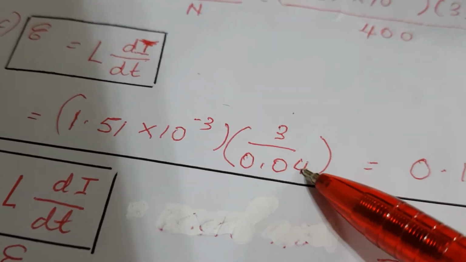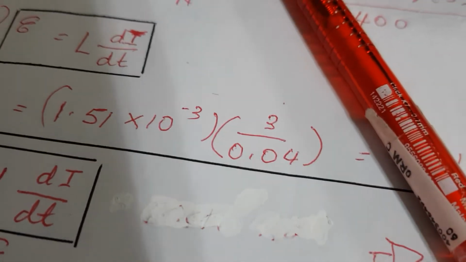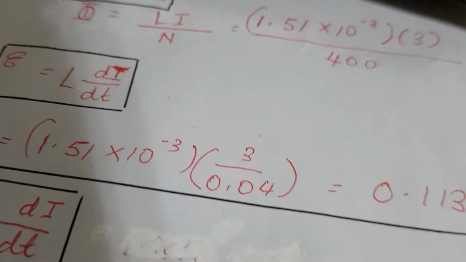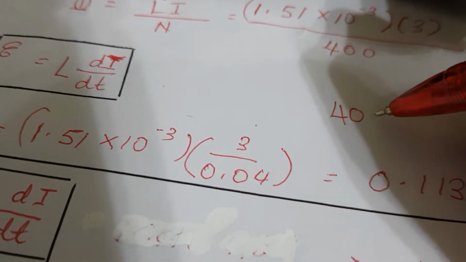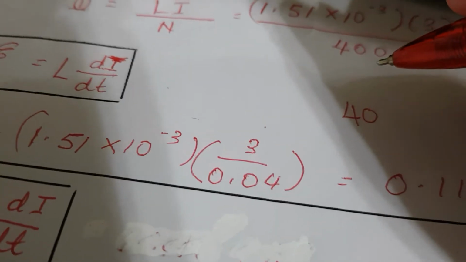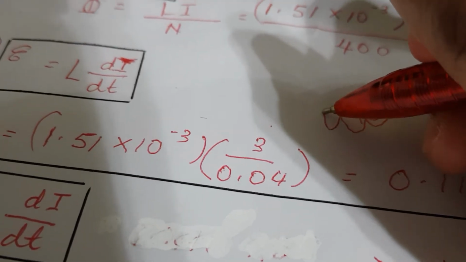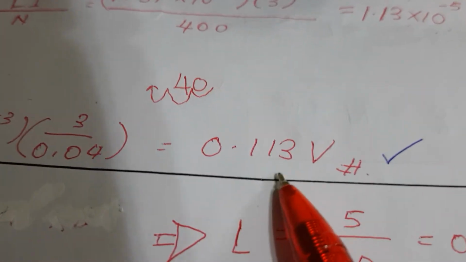And then divided by time. It says here in how many seconds? 40 milliseconds. Milli is times 10 to the power of negative 3. So 40 milliseconds is 0.04. And then when you calculate, you're going to get 0.113 volt.